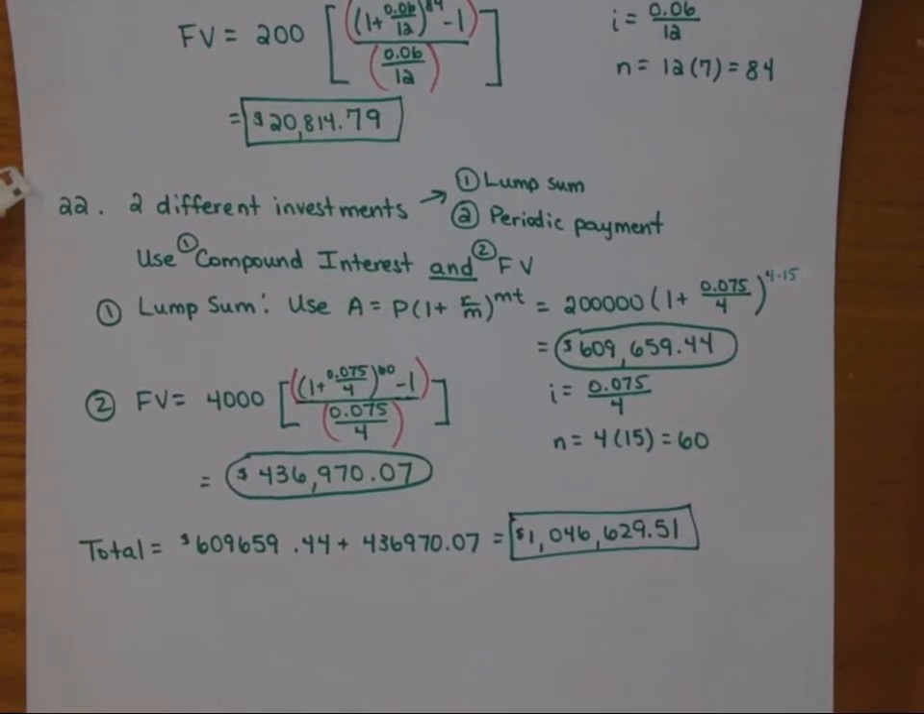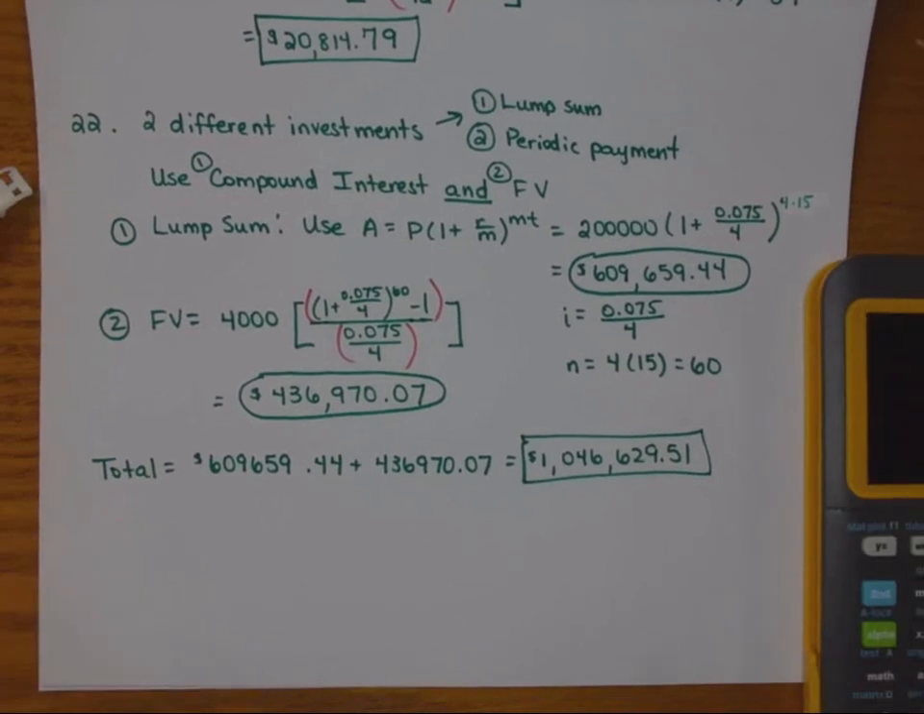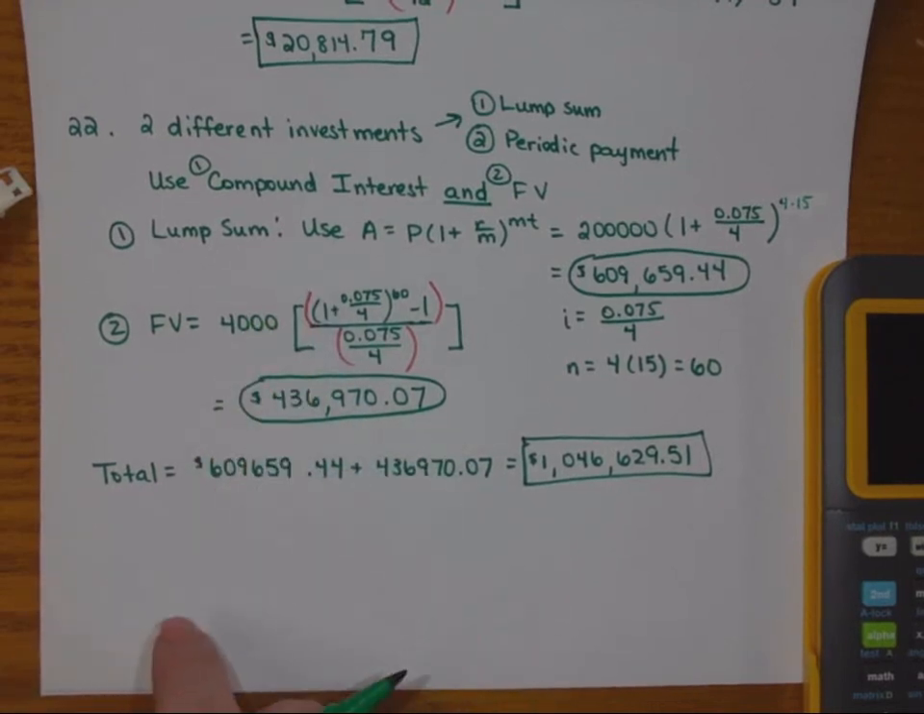The point I'm trying to make with a question like 22 is that if there are different terms to the investments, if it looks like there are 2 types of investments occurring, you actually need to figure them separately, and then in the end you'll just add them up.